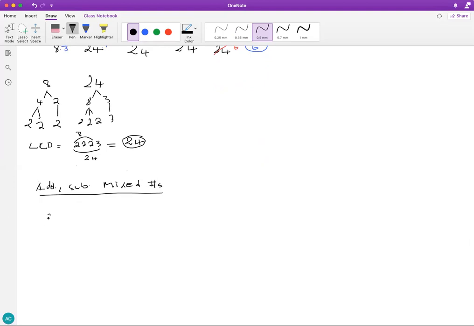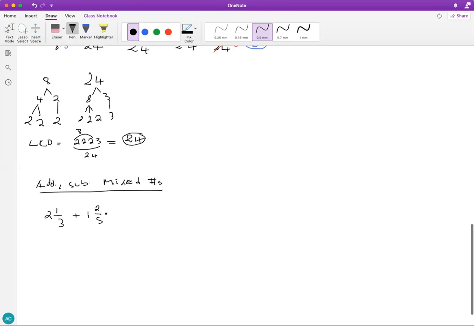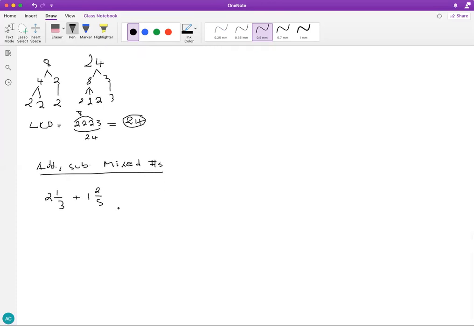Okay, so start with a simple one. 1 over, let's say, 3 plus 1 and 2 fifths. So we're adding two numbers here. They're both mixed numbers. What do you think we need to do here in order to add these two mixed numbers?